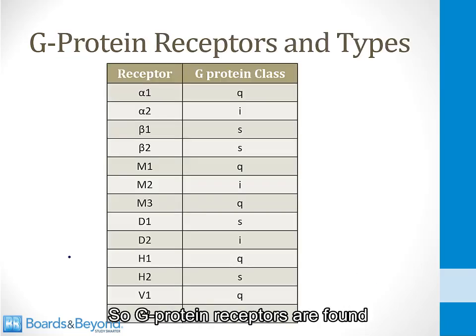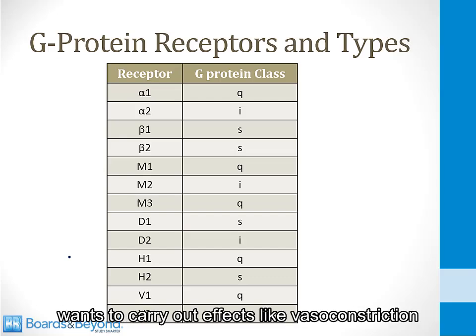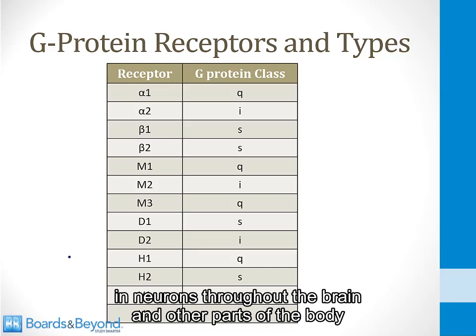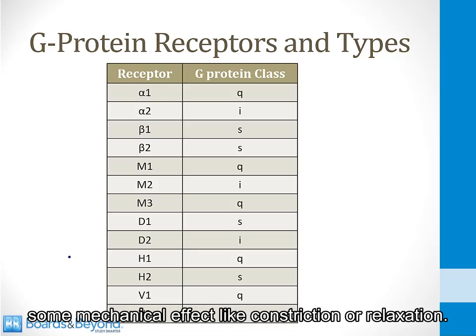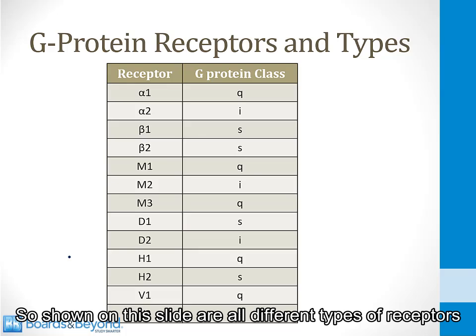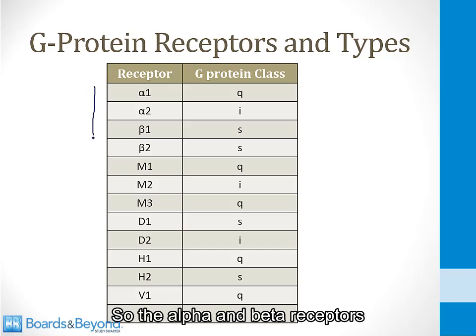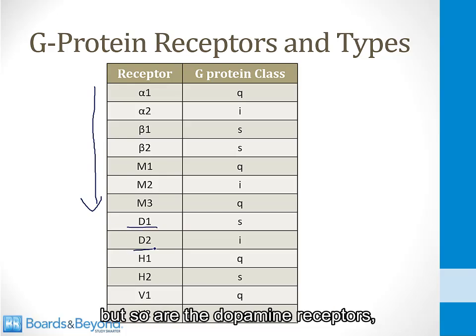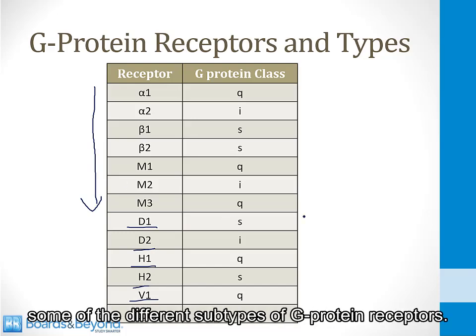So G protein receptors are found in the autonomic nervous system when that system wants to carry out effects like vasoconstriction or bronchodilation, but they're also found in neurons throughout the brain and other parts of the body where they aren't necessarily carrying out some mechanical effect like constriction or relaxation. So shown on this slide are all different types of receptors in the body that are linked to G proteins. So the alpha and beta receptors and the muscarinic receptors are linked to G proteins, but so are the dopamine receptors, histamine receptors, and vasopressin receptors. All of these are linked to some of the different subtypes of G protein receptors.